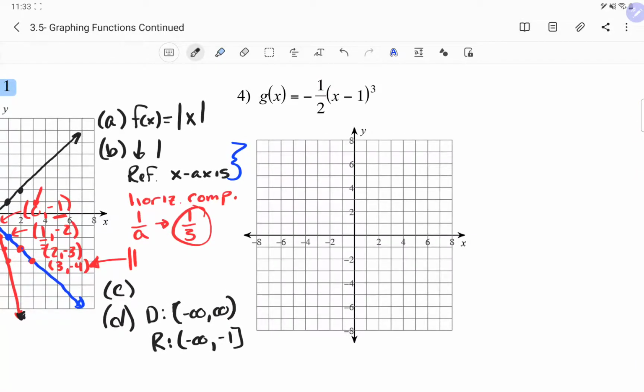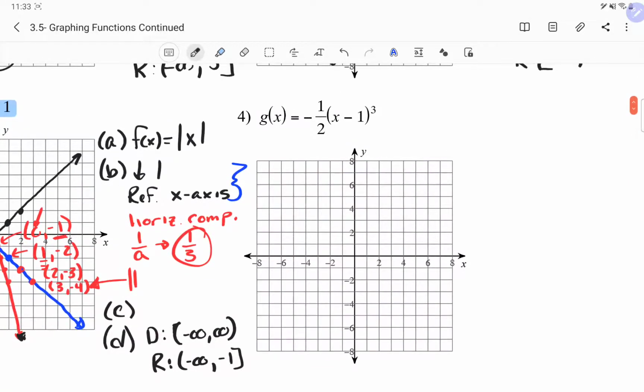All right, I think we will cover all of these just to make sure that we're 100% on what we're doing. Now, we have this function. We need to identify the parent function, again taking away all the transformations, and you'll see that our parent function is f of x equals x to the third power. Part B is going to ask us to determine the transformation.